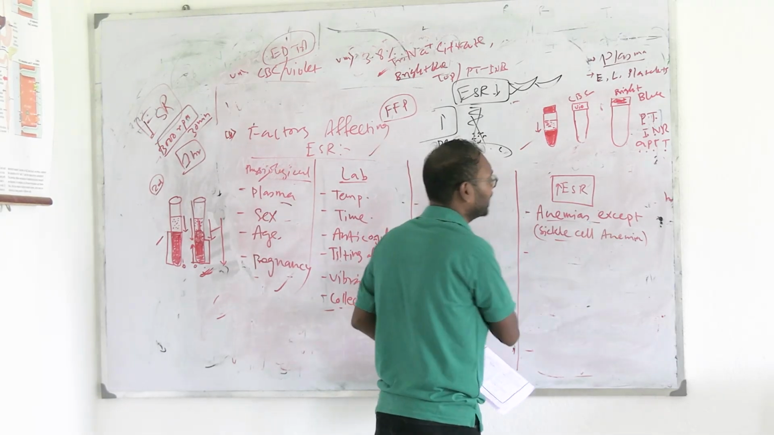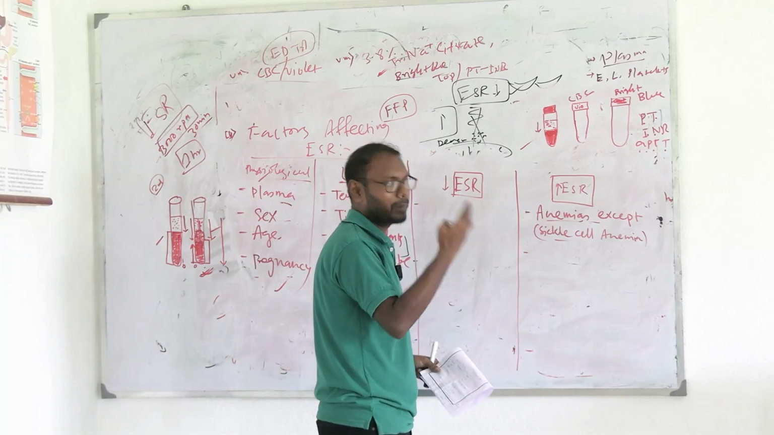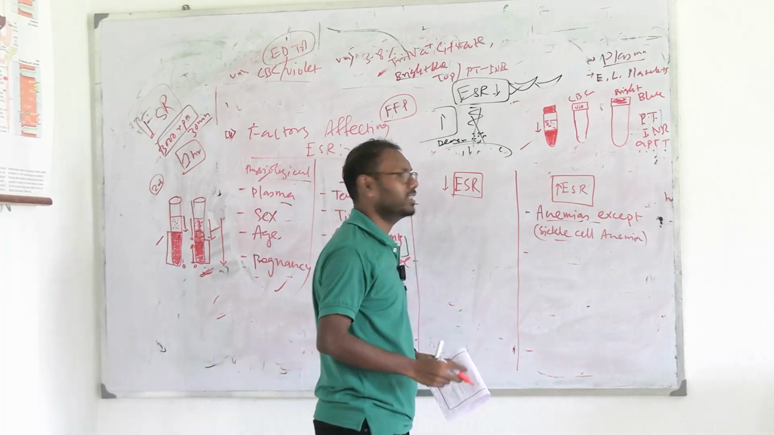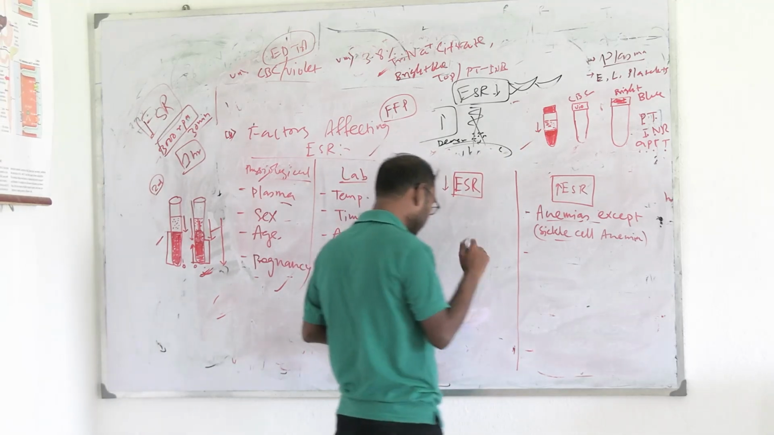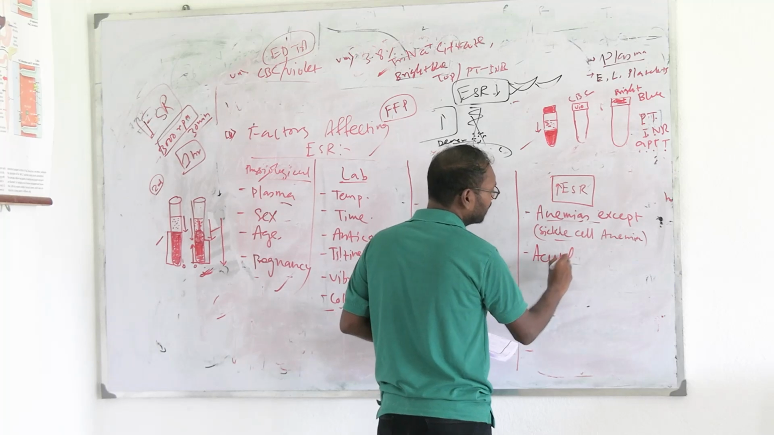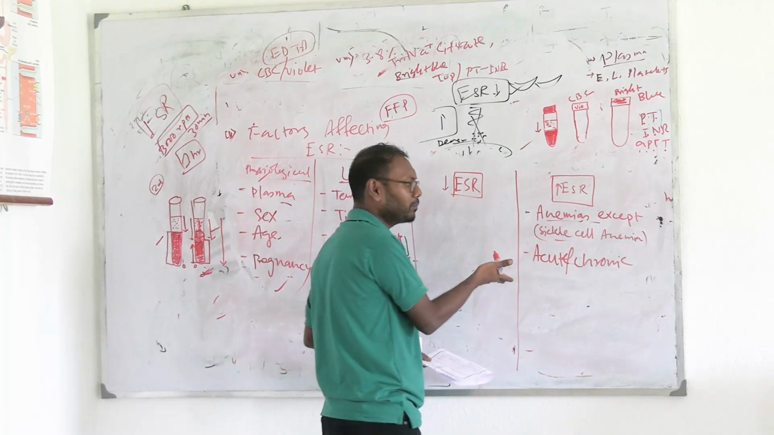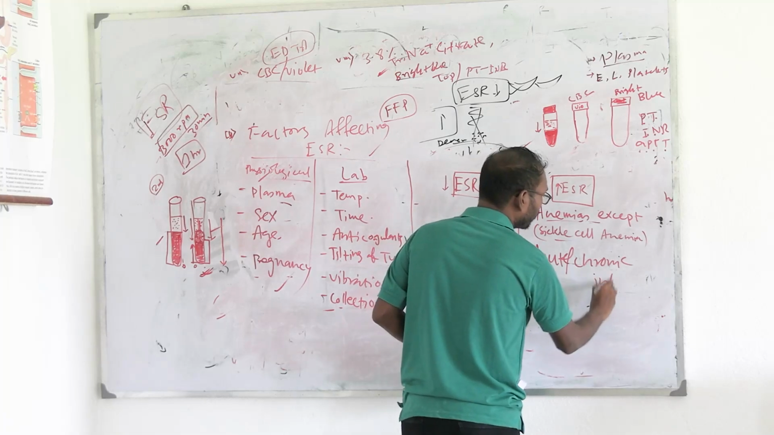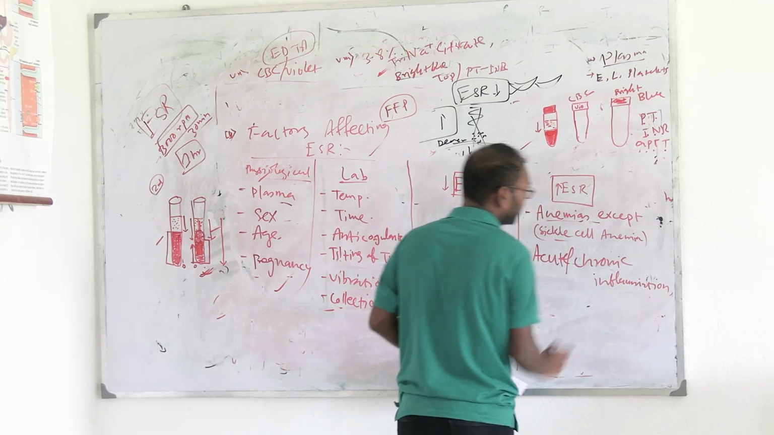So except sickle cell anemia, other anemias in which erythrocyte number is actually compromised, there the ESR will be high. Okay, because the sedimentation will take less time. হয়ে গেল। Second, এটা আমরা বলেছি any acute or chronic inflammation. Okay, a non-specific marker. So any acute or chronic inflammation, ESR will get higher.